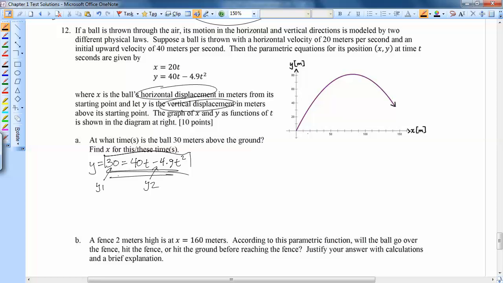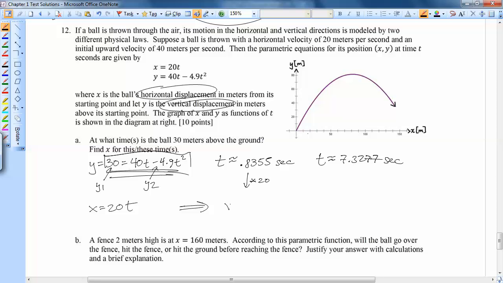this equation right here. If you solve that equation using the quadratic formula or using the intersections on your calculator, you'll get two t values. One of them is about 0.8355 seconds, and the other one is about 7.3277 seconds. Those are our two t values. Then you need to find x for these times. Well, x is 20t. x equals 20t. So really all you got to do here is multiply each one by 20.